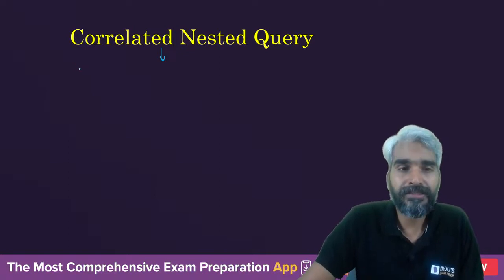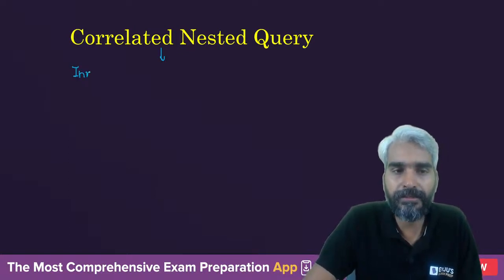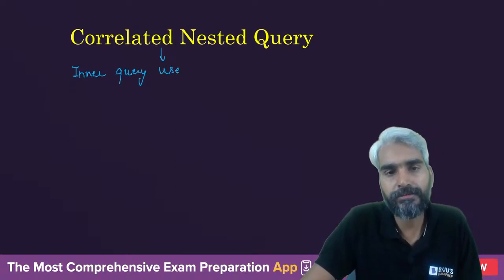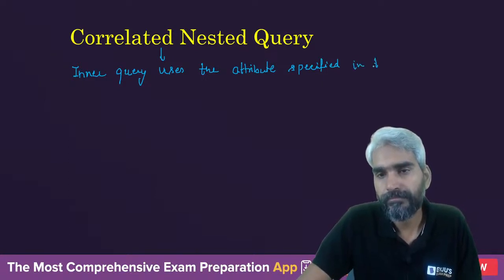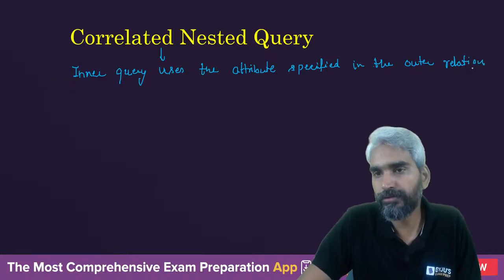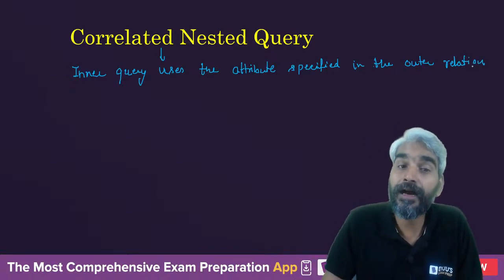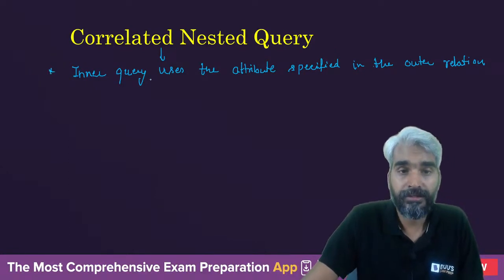What happens in the correlated query? The inner query uses the attribute specified in the outer relation. It uses the attribute specified in the outer relation. So let me try to give an example of this particular thing.